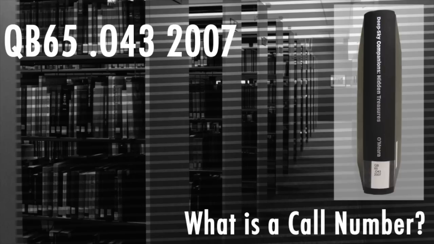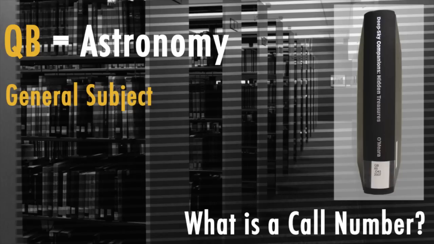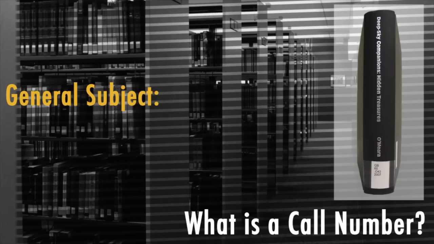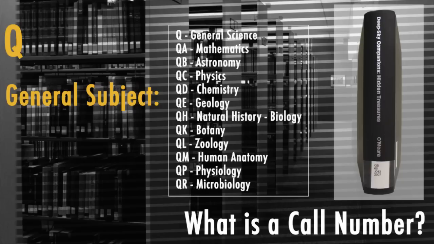Let's take a closer look at the call number for Hidden Treasures. The first portion is listed by letter, which is QB. These letters identify the general subject of the book. QB stands for astronomy. There are many different general subject headings. For each of these general headings, there are subclasses beneath them that are arranged alphabetically. For instance, Q stands for General Science. Here's a list of the Q subclasses arranged alphabetically in the order that you would locate them on the shelf.